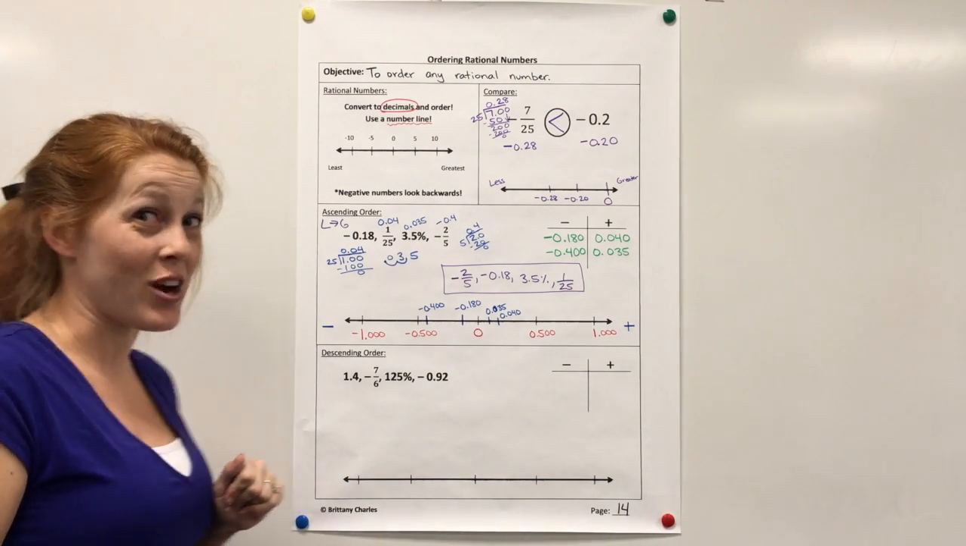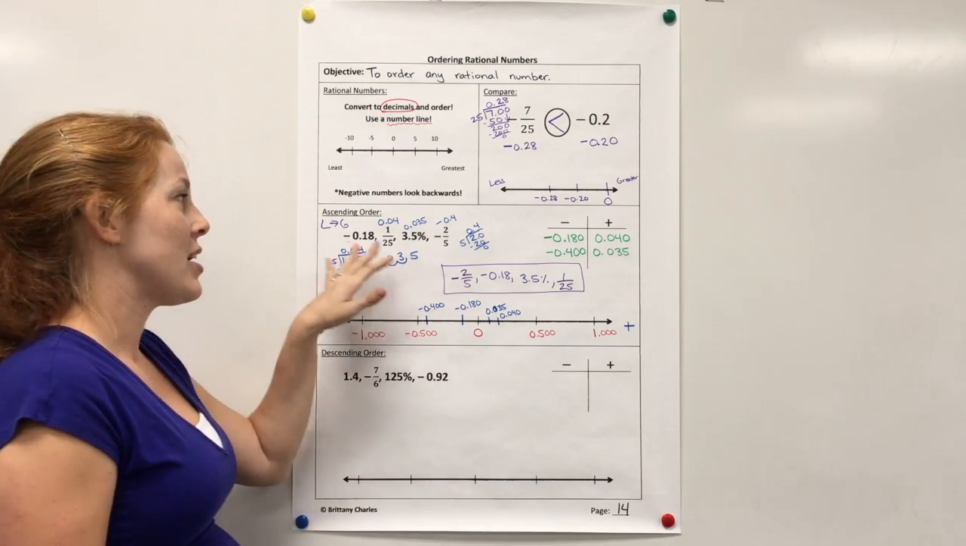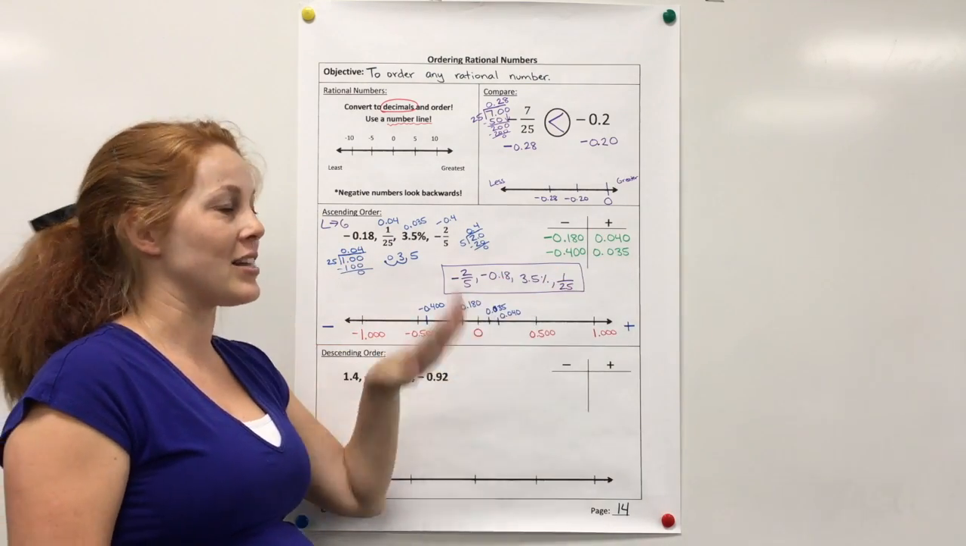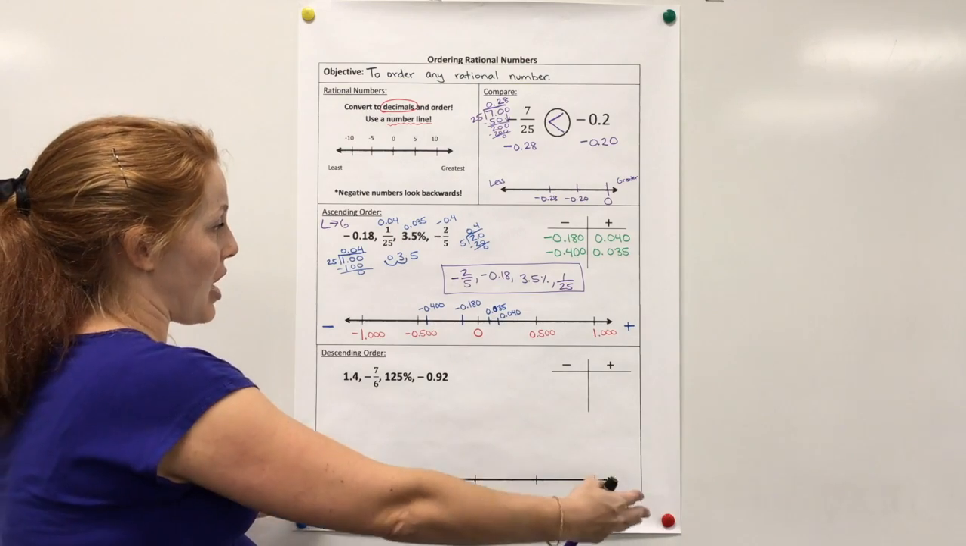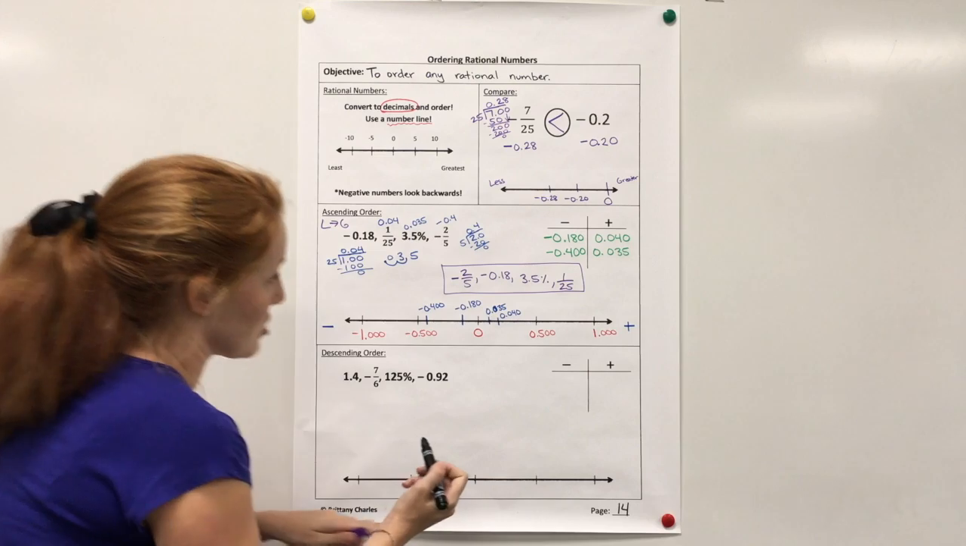I want you to go ahead and try this one without me. So change them to decimals. Go ahead and use your T-chart, add zeros, put them on your number line, and I'm going to help you out just by labeling this for you.